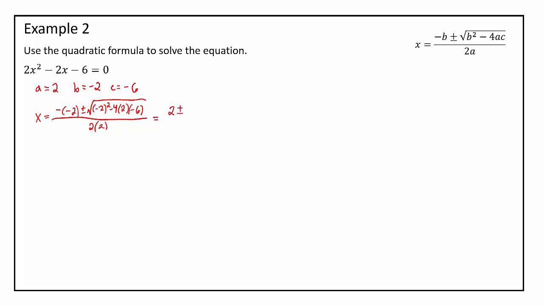We're trying to figure out under the radical what 4, because that's negative 2 squared, plus, because we've got a negative in front of 4 and a negative in front of 6, 4 times 2 times 6. So that's 8 times 6, which is 48. And on bottom we've got 4. So we add together 4 and 48 and get 52.